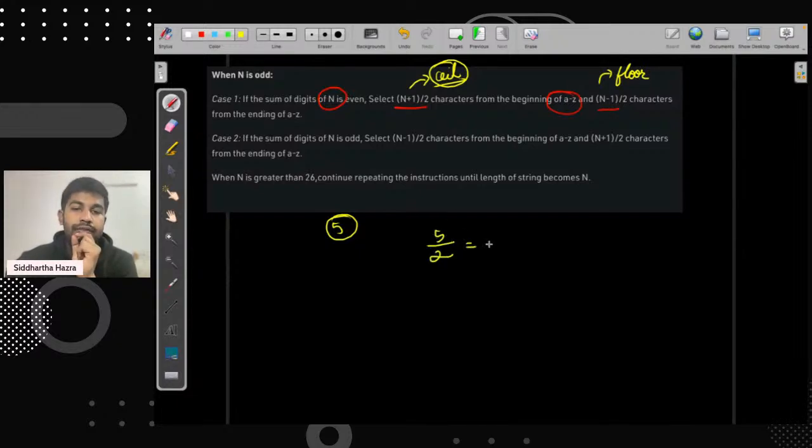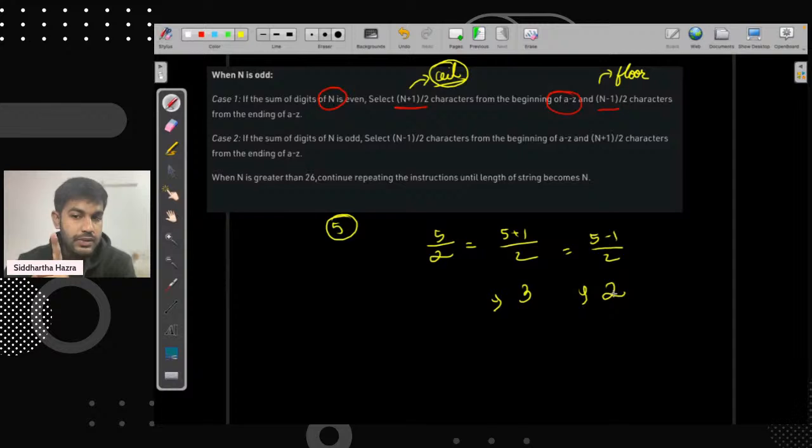Okay, so if we do (5 + 1) / 2, what would that be? That would be 3, which is the ceil value. And if I do (5 - 1) / 2, that would be 4 / 2, which is equal to 2. That is the floor value. The actual answer is 2.5.